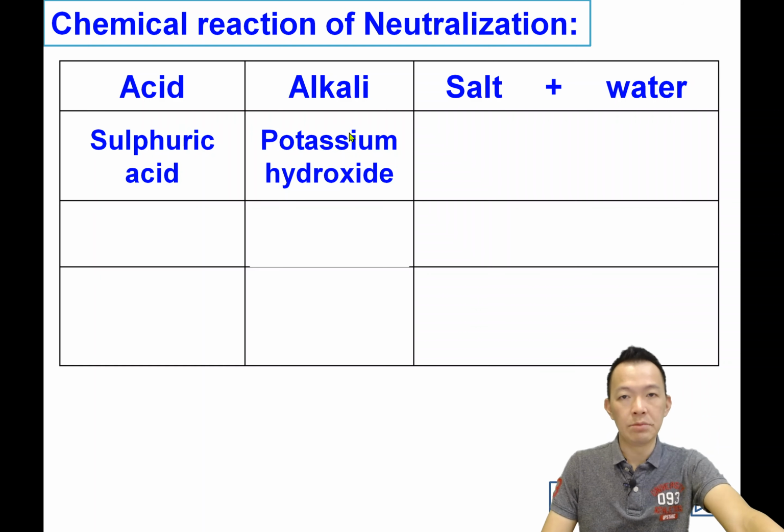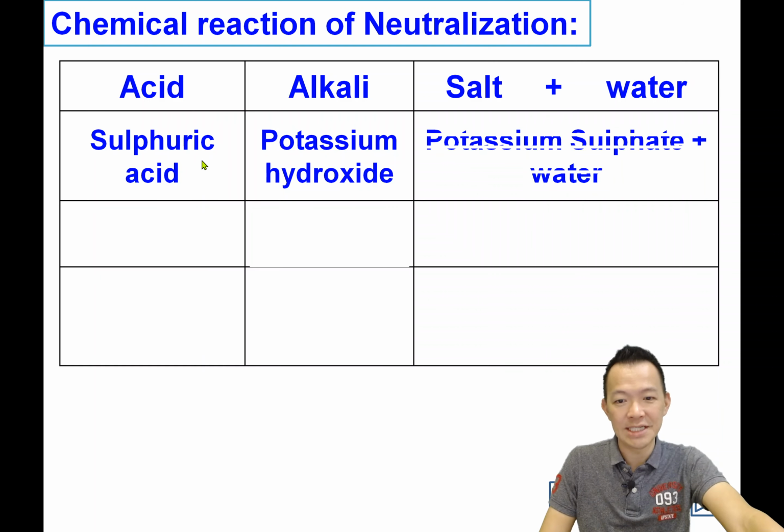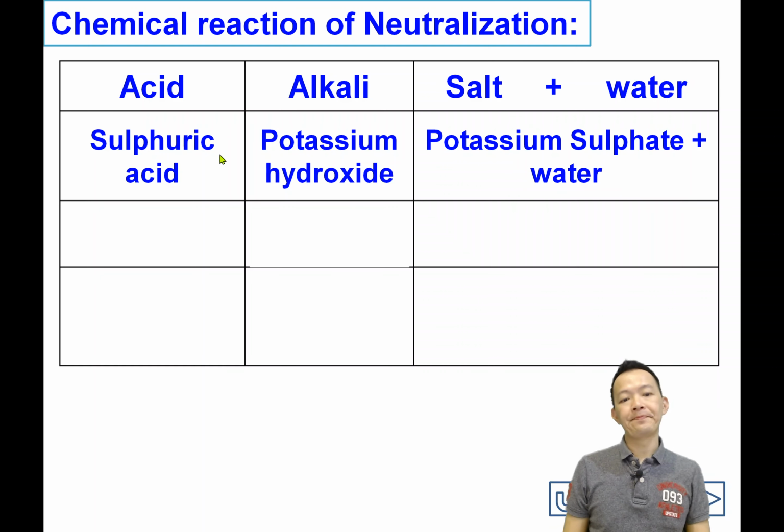For most of the salts, the name in front must be a metal. So the name in front follows the alkaline. If potassium, it will be potassium. And the name behind follows the acid. Sulfuric acid is going to become sulfate. So the salt produced is potassium sulfate. The details you have to learn when you take chemistry. So the salt produced is called potassium sulfate plus water. The name in front follows the alkaline, the name behind follows the acid.